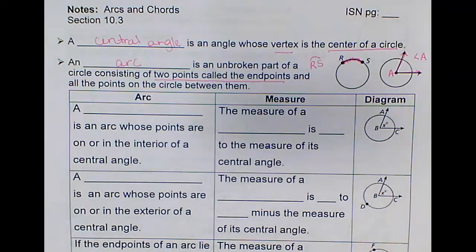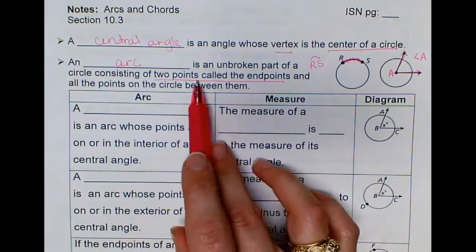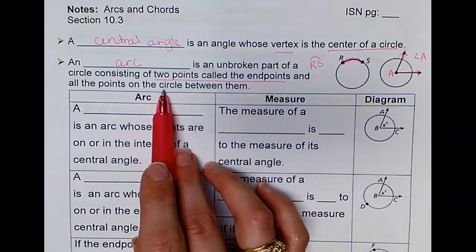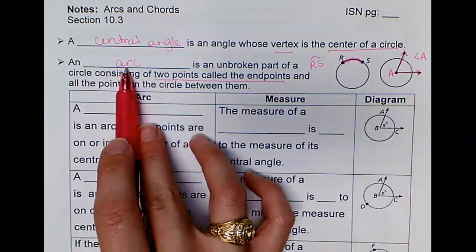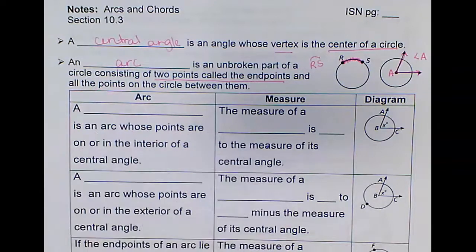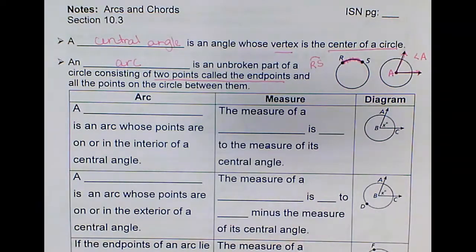You might notice some similar language in this definition because it kind of resembles the definition of a segment. The segment is part of a line. It's an unbroken part of a line consisting of 2 points called endpoints and all the points on the line between them. And so an arc is to a circle what a line segment is to a line. It's a portion of the bigger thing, but it does include the endpoints and all the points that are in between. So those two words should help carry us through at least the first page of our notes today.